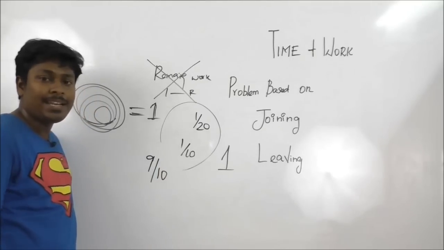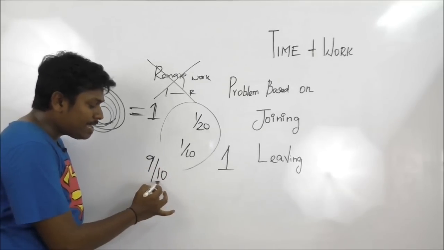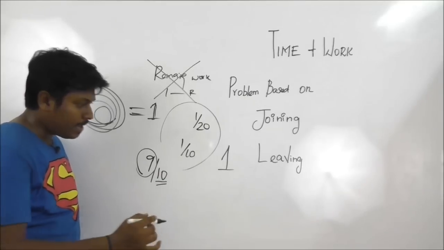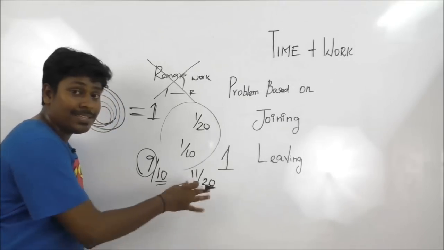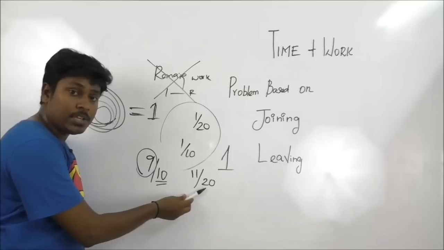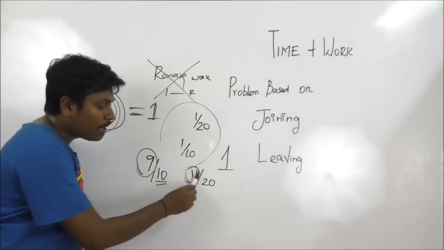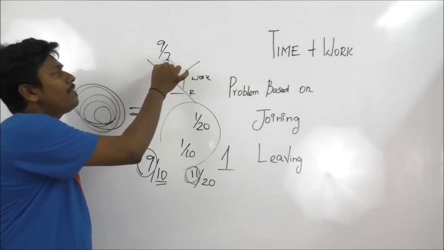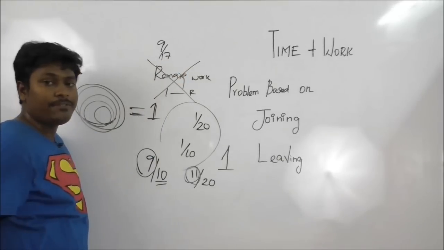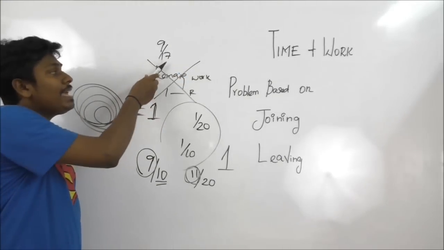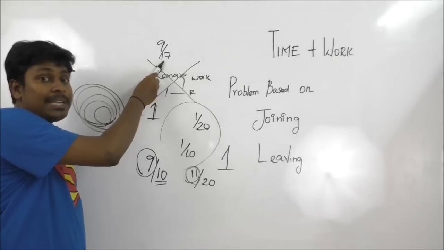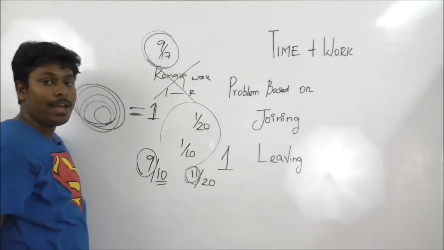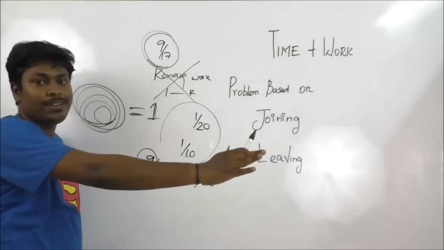Another important concept is that if I write 9 by 10, this shows that, for example, A is capable of completing a job in 10 days, but worked only 9 days. Got the idea? If I write 11 by 20, this shows that A is capable of completing a job in 20 days, but has worked only 11 days. And 9 by 17 means A is capable of finishing a job in 17 days, but worked only 9 days. If you know this simple concept, I can clearly say you can solve all the questions in time and work, right?